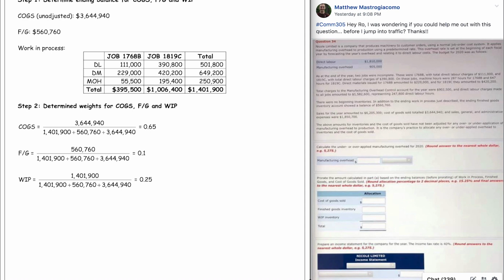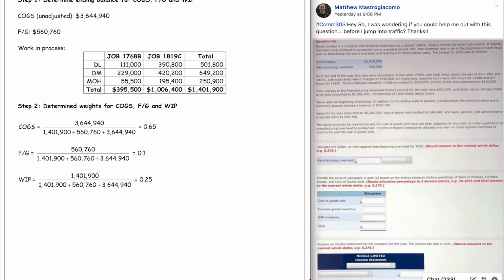So all that I'm doing here is figuring out what percentage of the total each individual account balance represents. Obviously, these weights are going to add up to 100%. And so if you work it out, you should be getting 0.65 for cost of goods sold, 0.1 for finished goods, and 0.25 for work in process inventory.